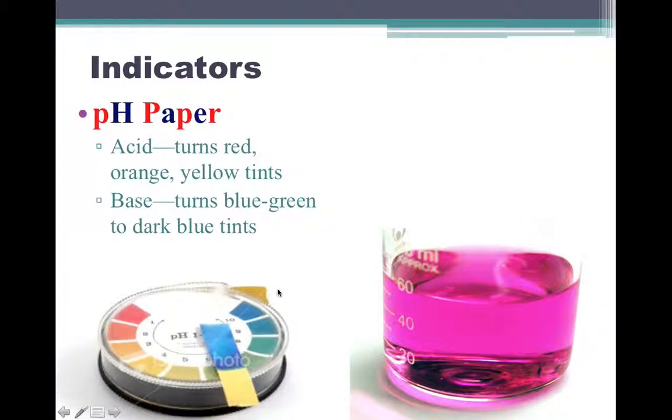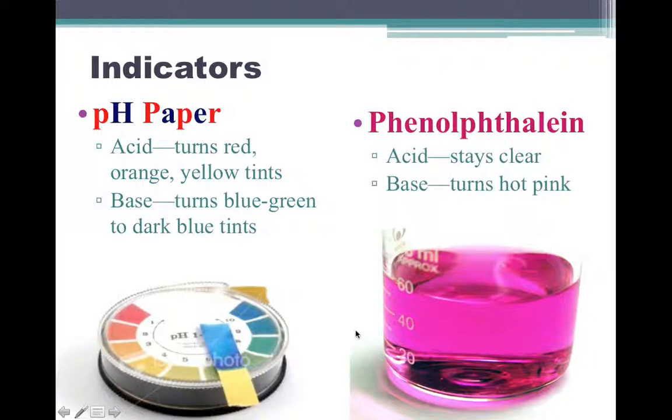Another indicator that we're going to use in the lab today is pH paper. pH paper can turn a wide variety of colors, and based on that, you have to determine its strength. Another one, the final one, is called phenolphthalein.